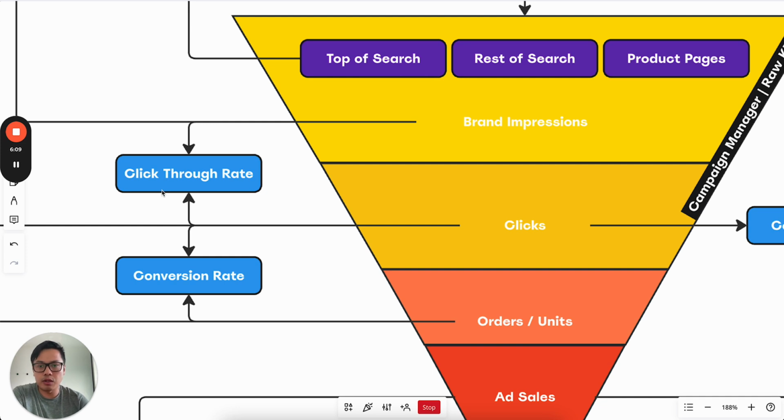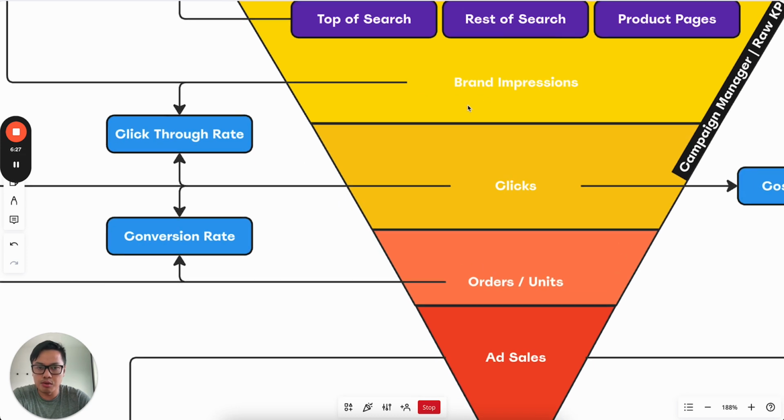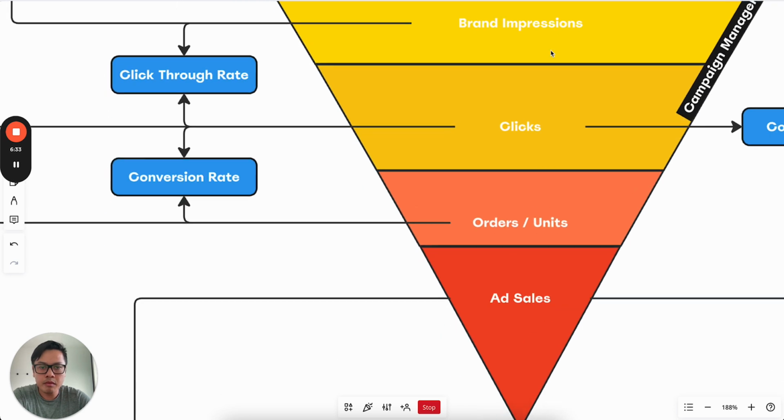The higher the click-through rate generally means the image or the title or the price resonated with the search term that they searched up in the search engine. So maximizing this really allows you to make the most out of your impressions at your current bid. From there, we have clicks going to orders.